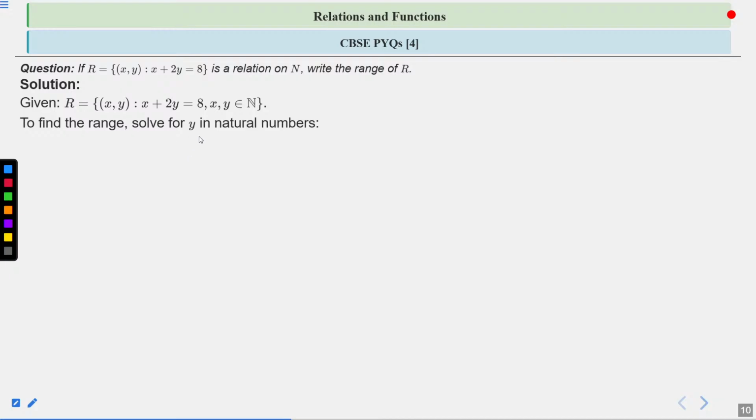To find the range, solve for y in natural numbers. We must solve for y. It is given that x + 2y = 8. Therefore, 2y = 8 - x. Therefore, y = (8 - x)/2.